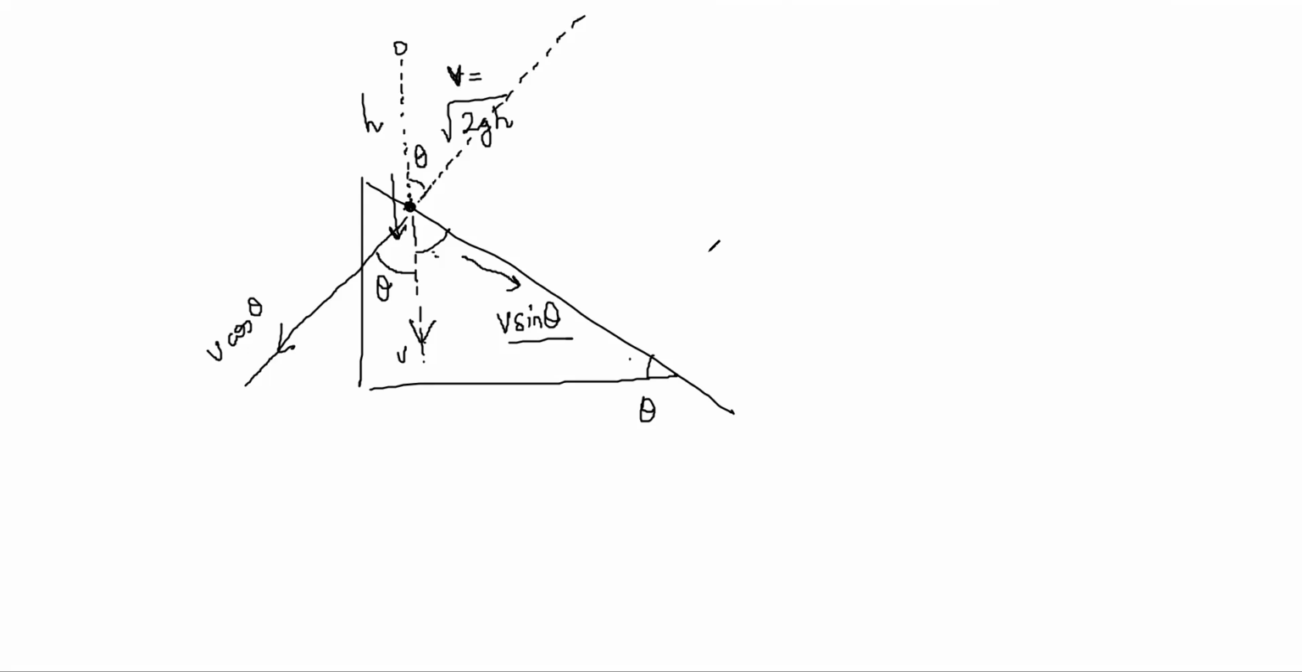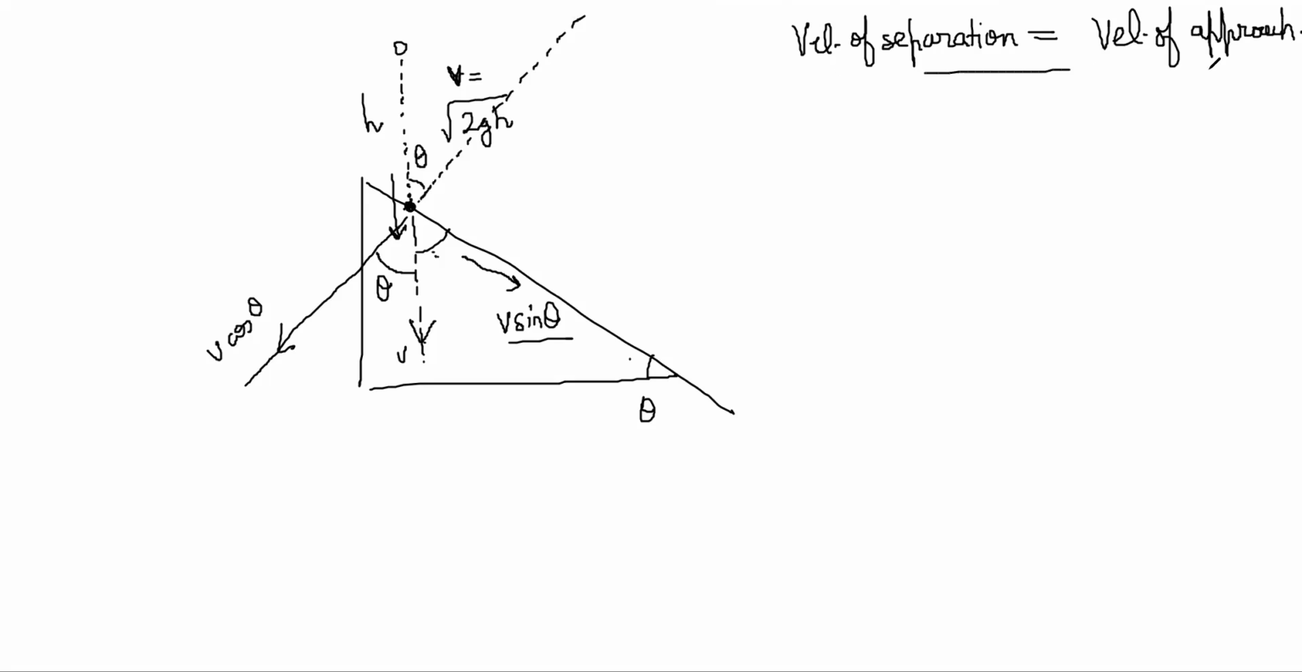Now, he has not given the coefficient of restitution; he has said it is perfectly elastic. In perfectly elastic collisions, we know the velocity of separation is equal to the velocity of approach. However, here this is like an oblique collision, in the sense that you are not colliding head on. You are colliding at an angle. So what matters is the head-on part.